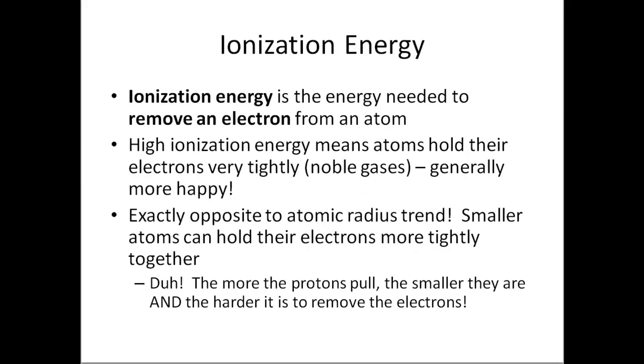All right, so ionization energy. The definition is the energy required to remove an electron from an atom. So we've got that root word ion, and ionization is a process. It's the process of taking a neutral atom and making it an ion. That's called ionization, and that requires energy. It takes energy to strip an electron away.